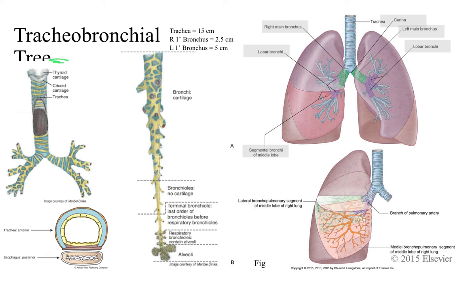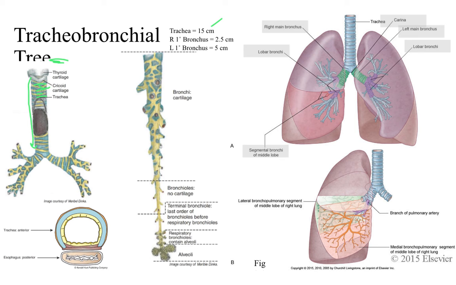But on this slide, we're focusing on the tracheobronchial tree. So the trachea right here goes from your larynx all the way down until it bifurcates into your left and right bronchi. The trachea is approximately 15 centimeters long, which is approximately 6 inches. And notice that it is rings of cartilage. That gray stuff right there would be rings of cartilage, and between it would be connective tissue.